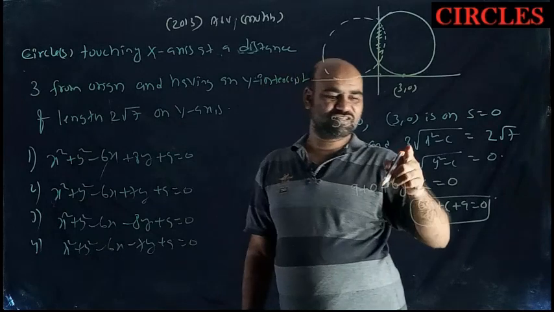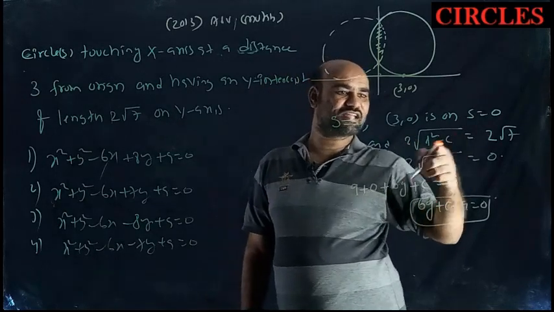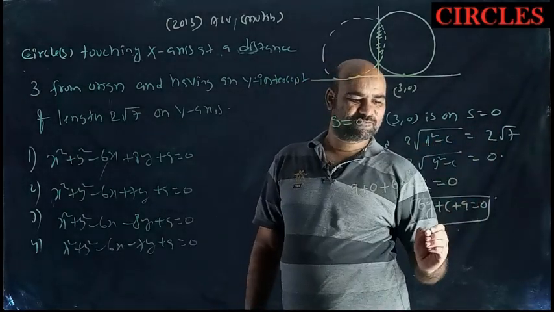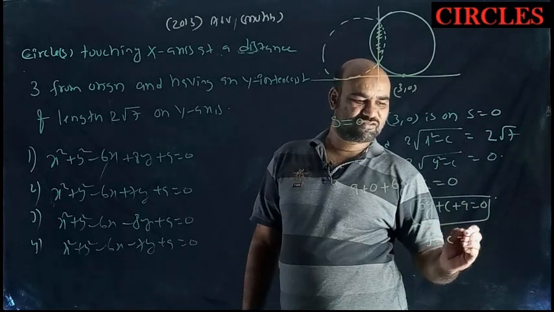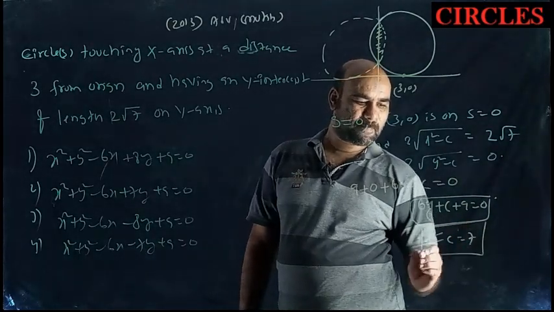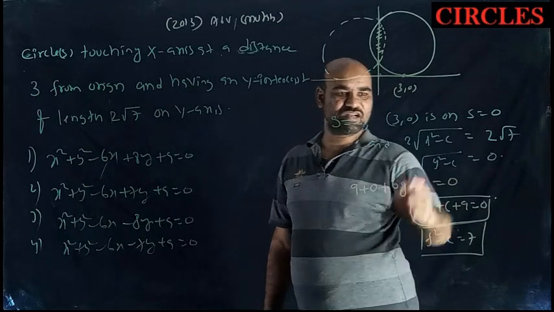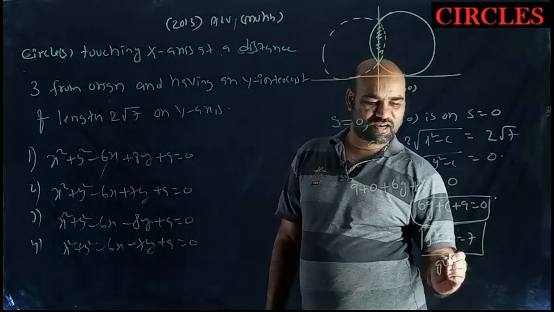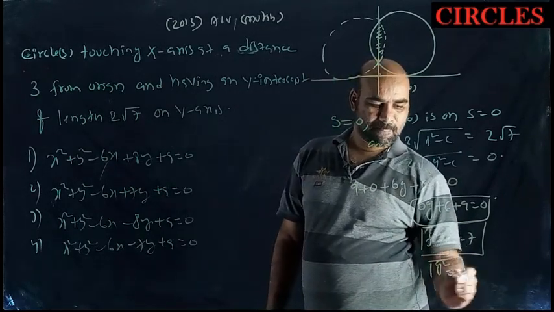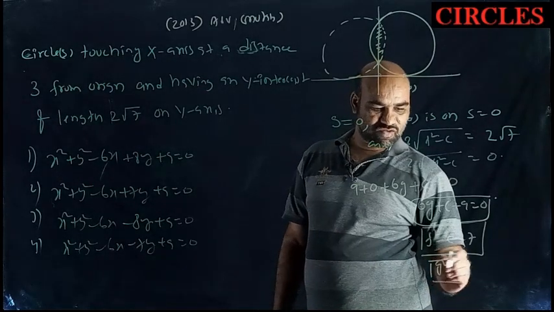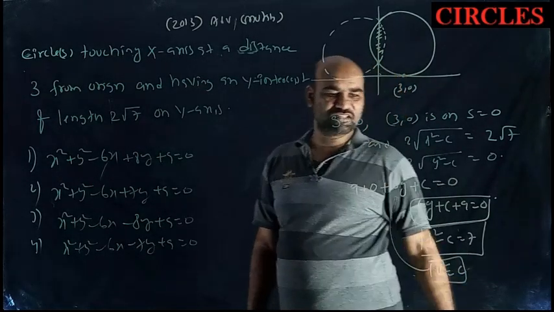Another relation here: the 2 gets cancelled, so f square minus c equal to 7. And the other relation is g square equal to c. So this g square equal to c value, substitute here. I think directly we get the g value. I think somewhere we saw this problem.